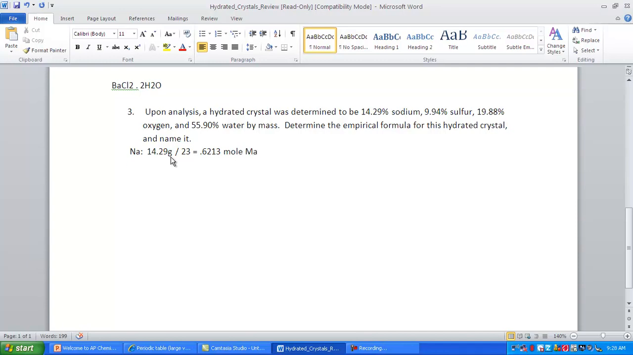Next for sulfur. Sulfur has 9.94 grams divided by the atomic weight of 32, giving us, I'm finding 0.3106. 0.3106 mole sulfur.